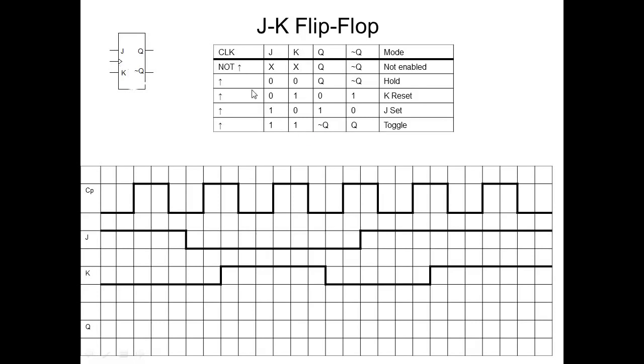You'll notice these are edge triggered, positive edge. So if it's not positive edge, it's going to be just a hold. Positive edge, they're both low, it's going to hold. Low on J, high on K is going to reset, and you kind of think of K as a clear. High on J, low on K is a set, and two highs is a toggle.